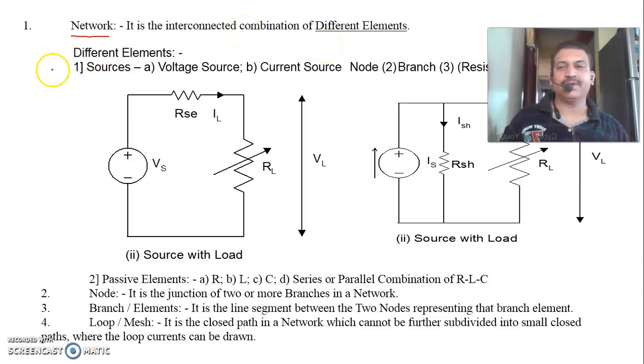Now what are the different elements? They are classified into two: sources and passive elements. Sources are classified as voltage source and current source. The left hand side figure shows a voltage source, the right hand side figure shows a current source. A voltage source always has an internal resistance RSC, and a current source always has an internal resistance RSH.